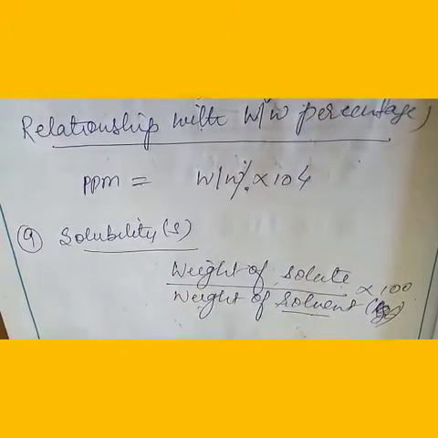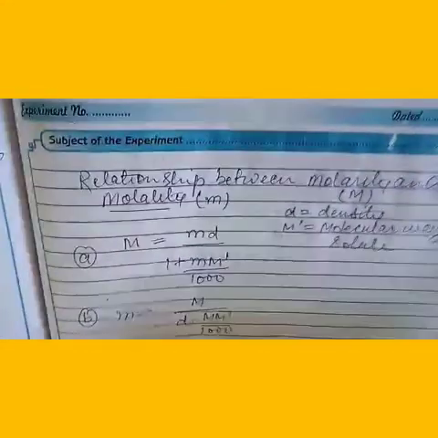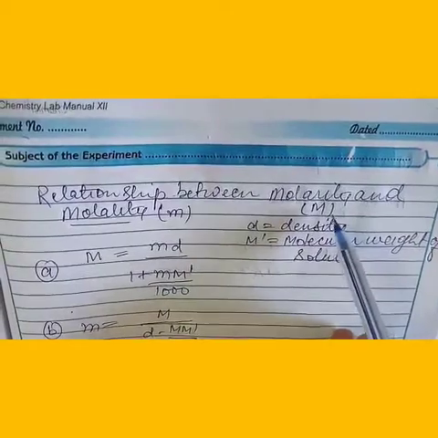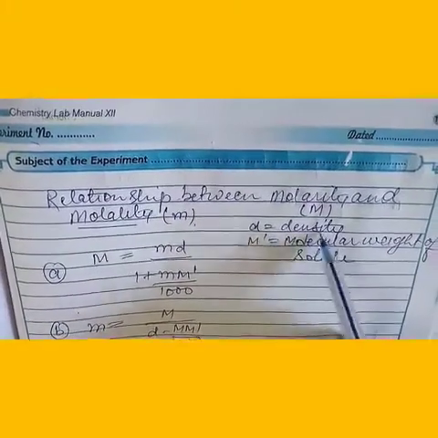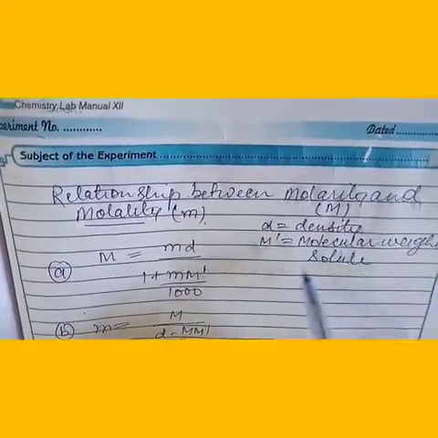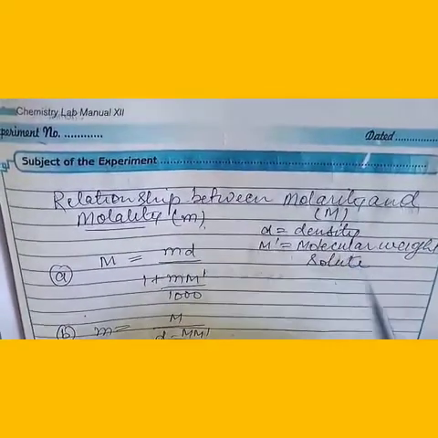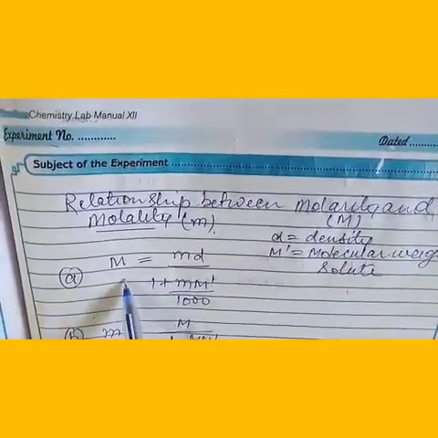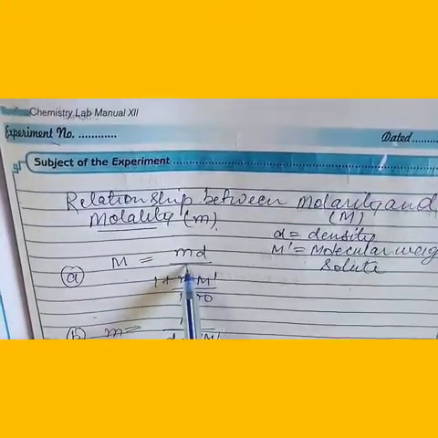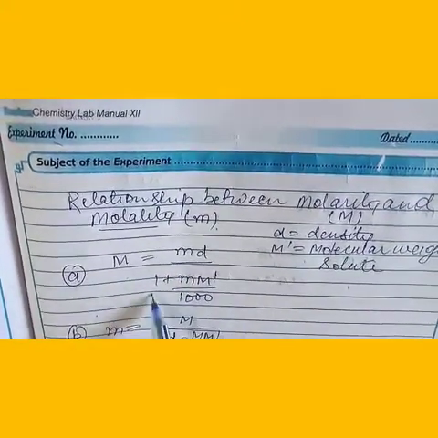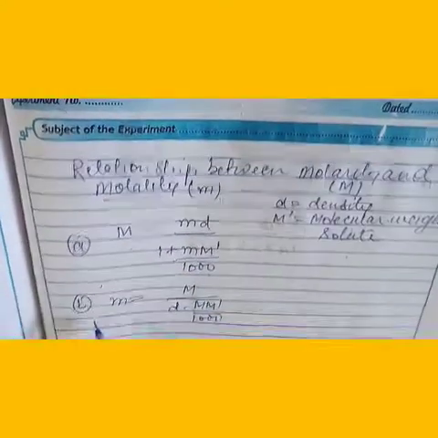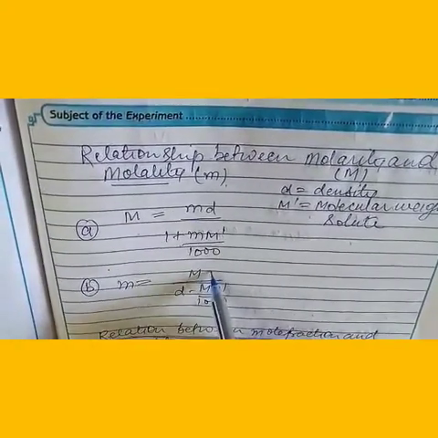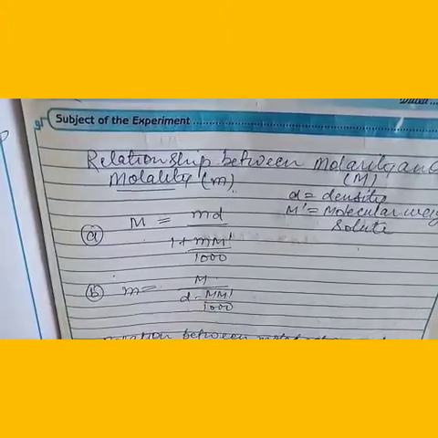Now we are coming to the next one, relationship between molarity and molality. Molarity we know is represented by capital M, and molality is represented by small m. Density is represented by D, and M dash is the molecular weight of solute. So the formula is: capital M, meaning molarity, is equal to small m, meaning molality, times density upon 1 plus small m times M dash upon 1000, and molality small m is equal to M upon D minus M dash upon 1000.